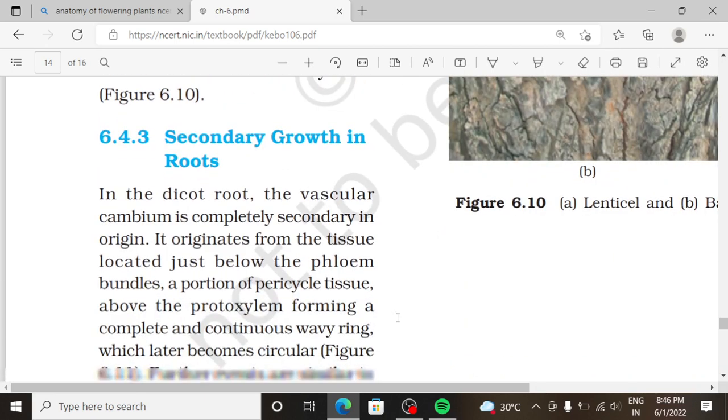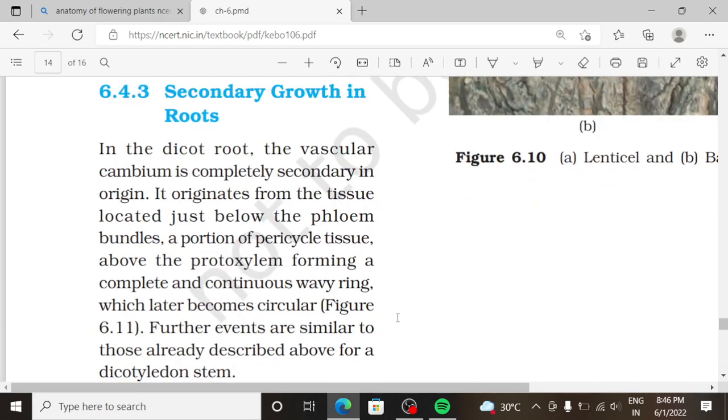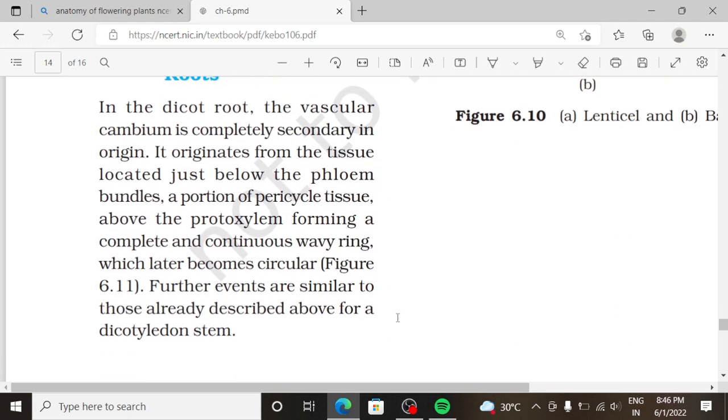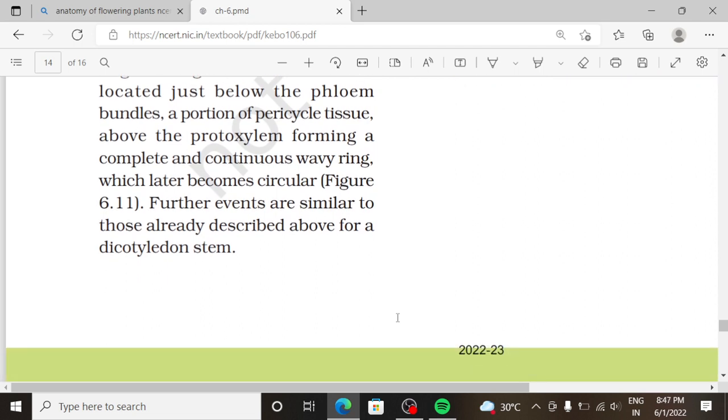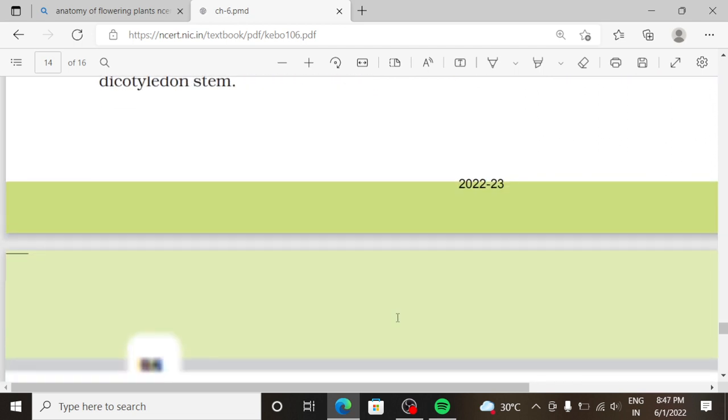Secondary growth in roots. In dicot root, the vascular cambium is completely secondary in origin. It originates from the tissue located just below the phloem bundles and a portion of pericycle tissue above the protoxylem, forming a complete and continuous wavy ring, which later becomes circular. Further events are similar to those already described above for a dicotyledon stem.